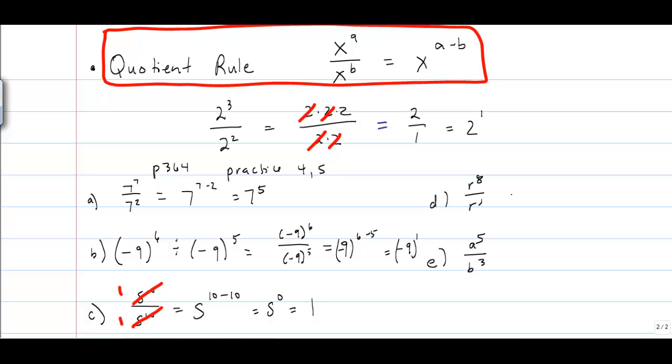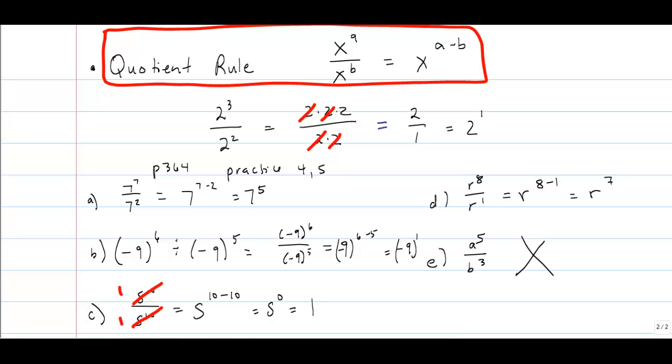For D, we have r to the 8th divided by r to the, well, it just says r. Again, if there's nothing there, we're assuming an exponent of 1. And I usually write that in because it's easier for me to see then that this is really r to the 7th power. And E, again, we can do nothing to because A and B are different bases. So E, we can't do anything to.